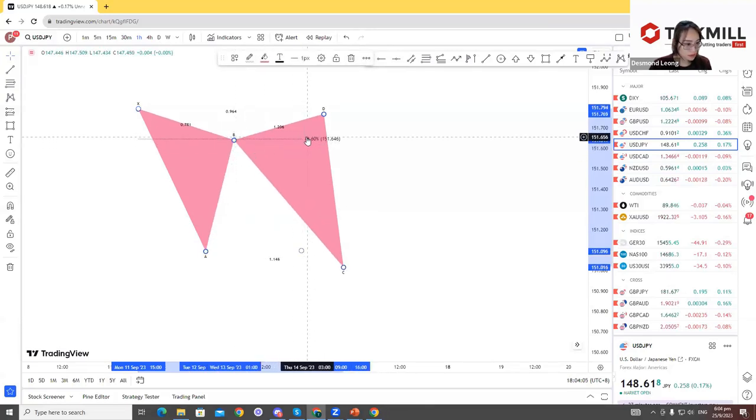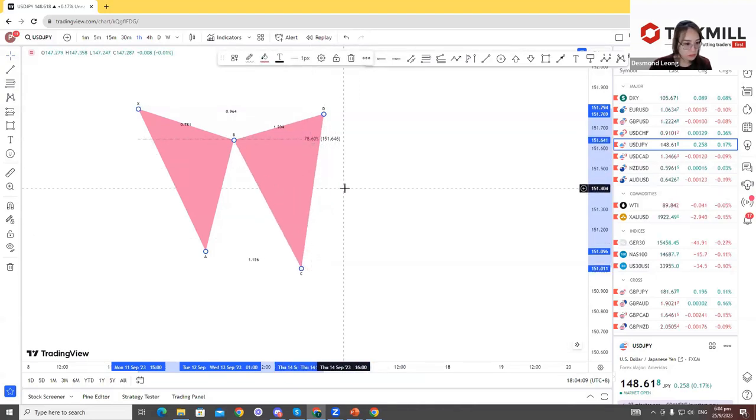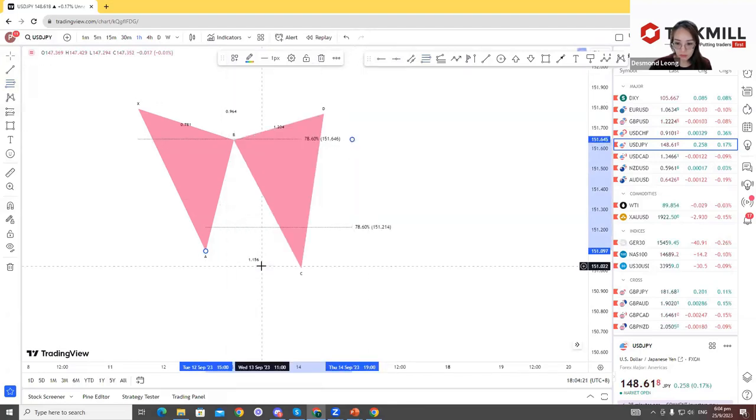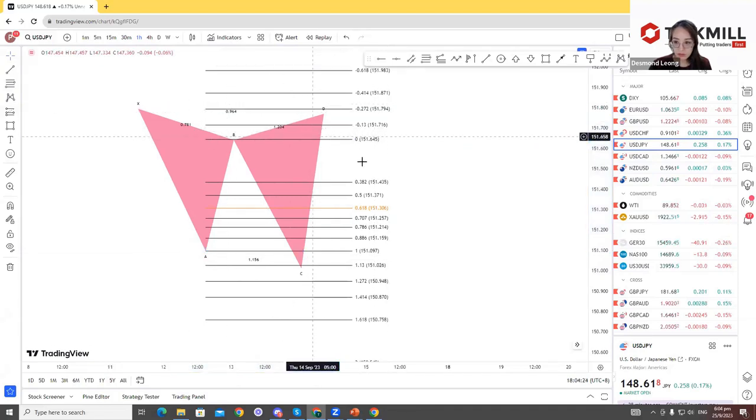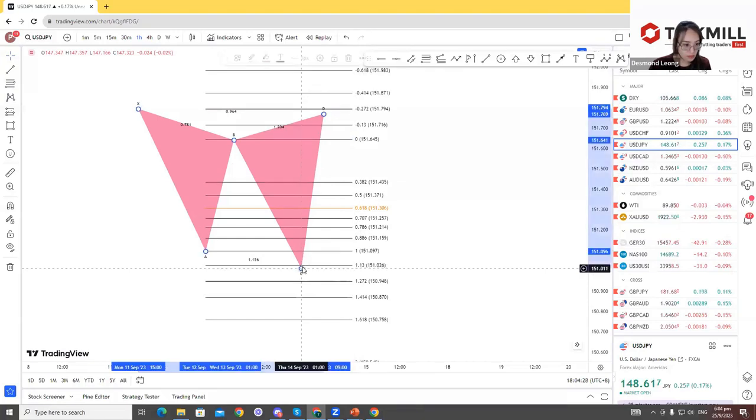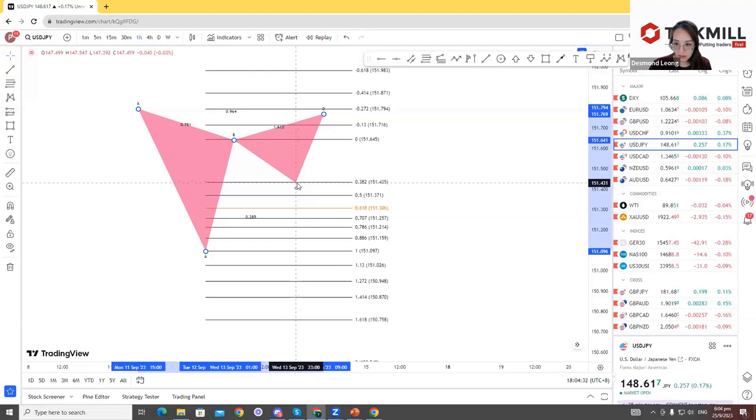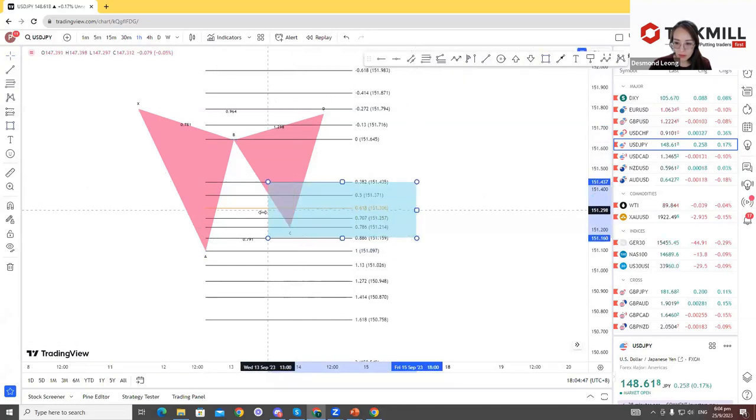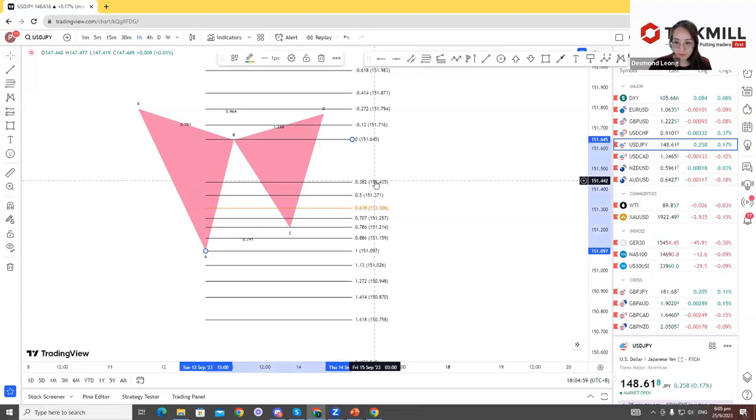Okay, 78.6%. And how do you get the C point? Here is X to A. I pull out all the Fibo. Let me remove 78.6%. It has to retrace between 38 to 88.6% here, or anything around here also works, between this level and this level. Usually the C point will be a retracement between 38.2 to 88.6%, and then you get the C leg, or the C point.